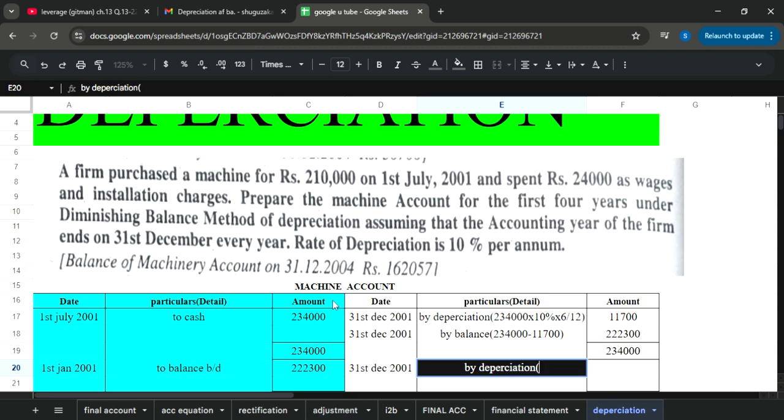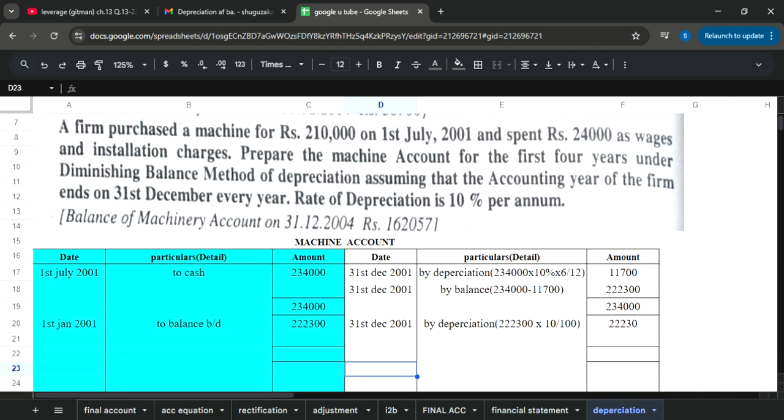Please note it down. We will now follow the diminishing balance method. What you will do, you will choose this balance 2,22,300 and then multiply by 10 divided by 100. Now we don't need to multiply it with 6 over 12, because from 1st January to 31st December the whole year would be passed. So 12 multiplied by 12 divided by 12 is unnecessary. Simply you will calculate the depreciation. How? 2,22,300 multiplied by 10 divided by 100. So depreciation has been calculated.